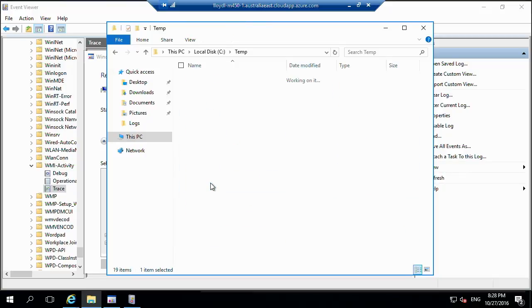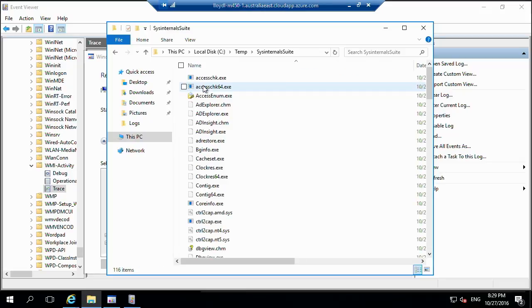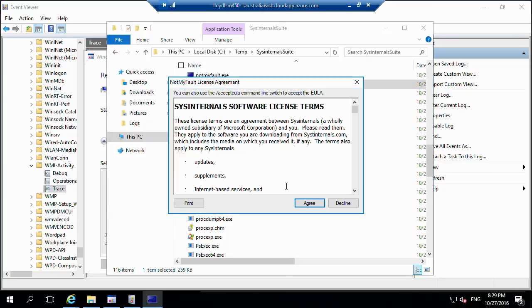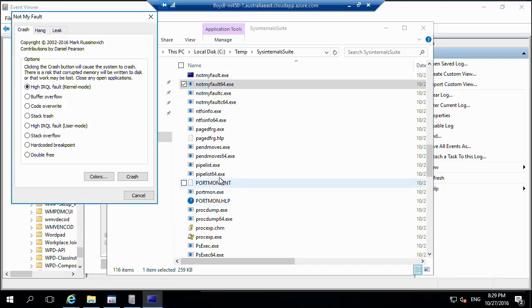And you should see the whole Sysinternals set of stuff here. And NotMyFault is here. See that? NotMyFault, 64-bit, etc. Right click, and then do a run. And then yep, okay, and just say crash. The moment you do that, it crashes the VM. And obviously, I can't do anything now, all right? What happens in Azure is that it's actually crashed. You don't really see it, but it actually has crashed.